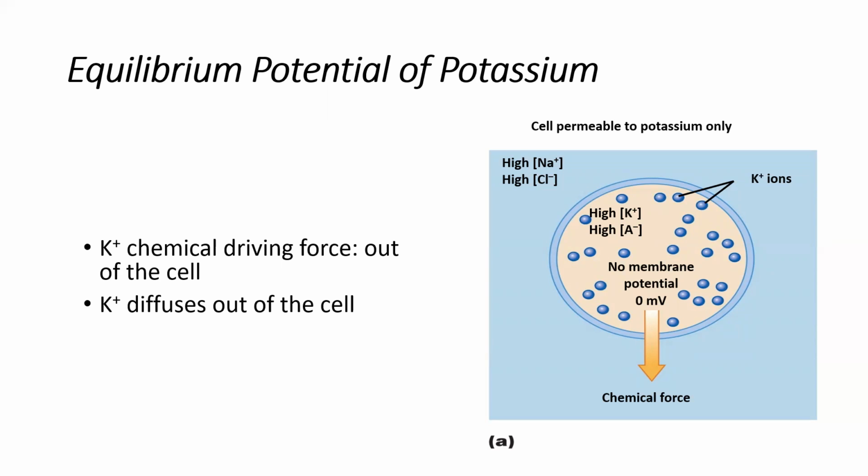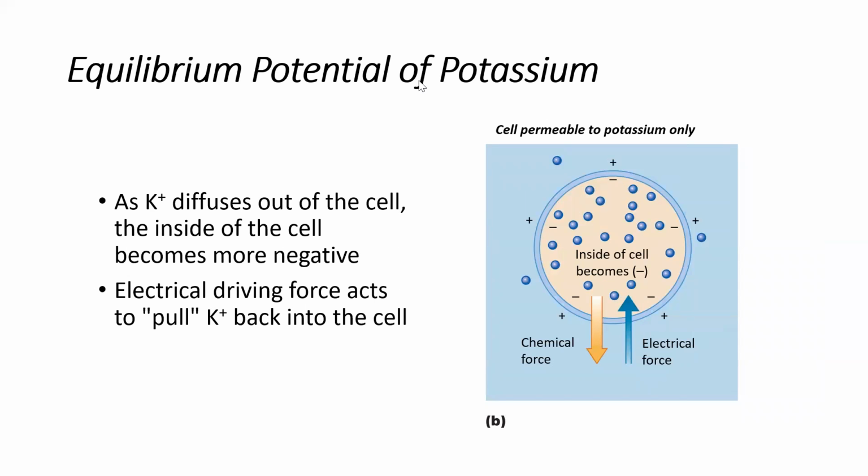And we're going to rely on our understanding of those driving forces once again. We've got a chemical driving force for potassium trying to move it out of the cell. Just as a reminder, the chemical driving force is based purely on the concentration gradient. So we've got lots of potassium in the cell, less potassium outside, and so we have a chemical driving force moving potassium outside of the cell. That allows potassium to diffuse outside of the cell according to its chemical force.